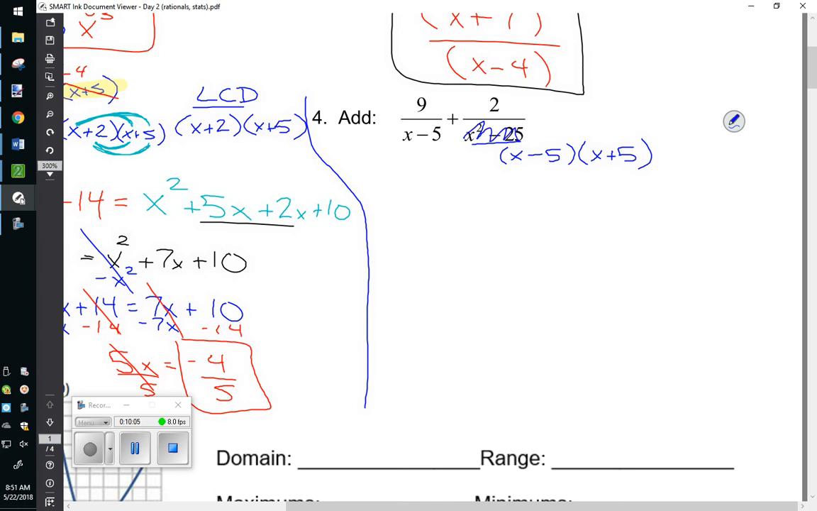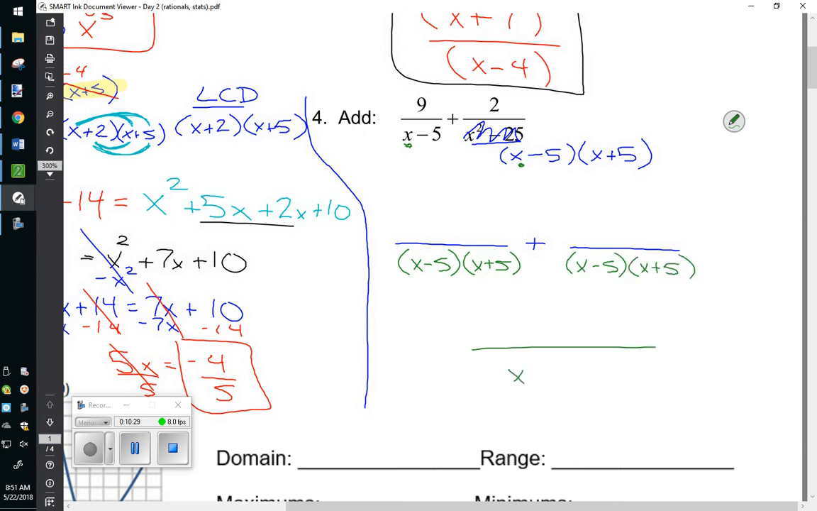We need common denominators. We want them to be the same. We're not getting rid of denominators this time, we're getting the same denominators. What does this first fraction need in its denominator that this second fraction has? X plus 5. My common denominator is going to be x minus 5 and x plus 5, and in the end, my answer is going to have x minus 5 and x plus 5.